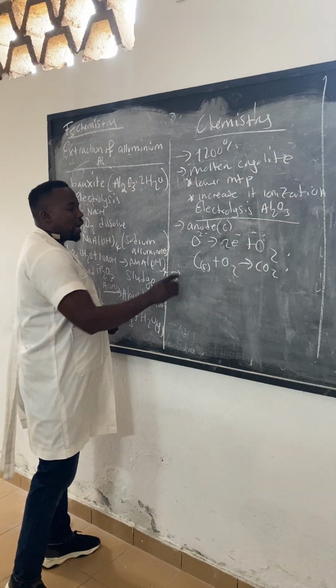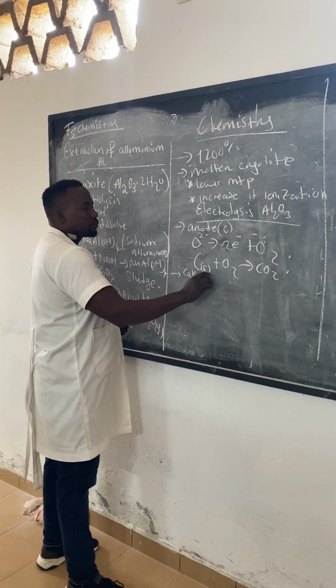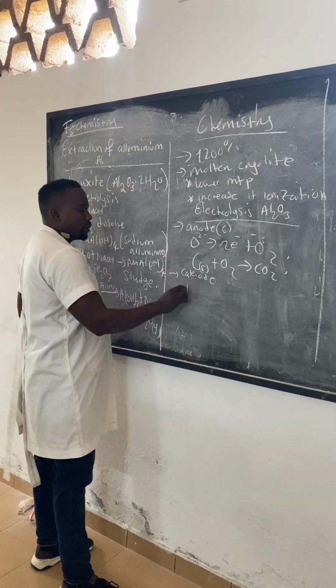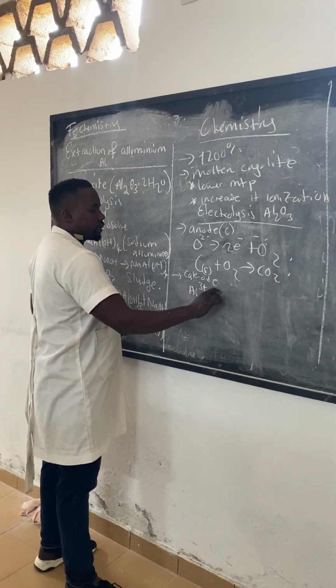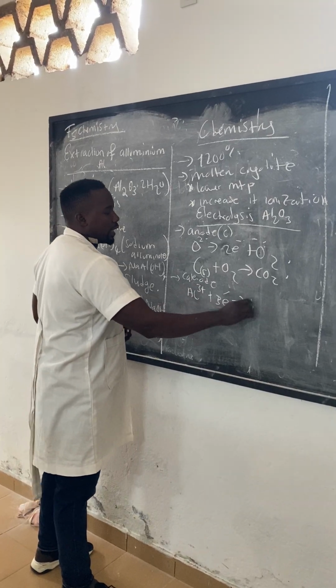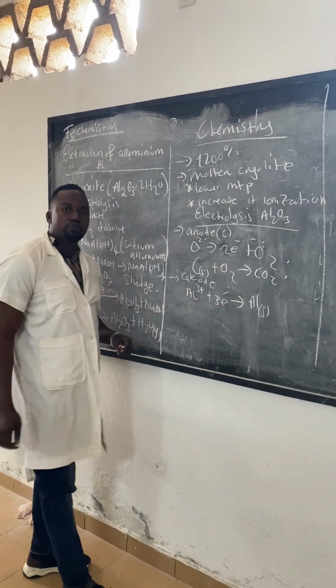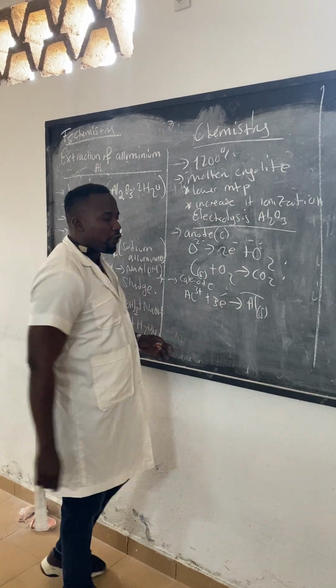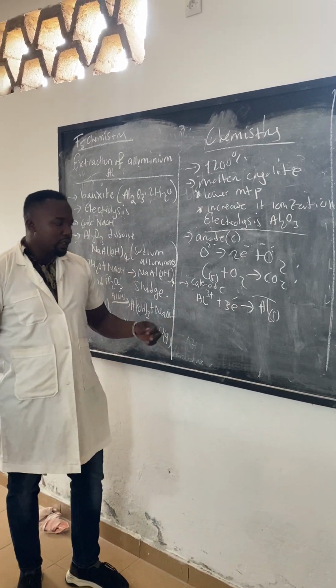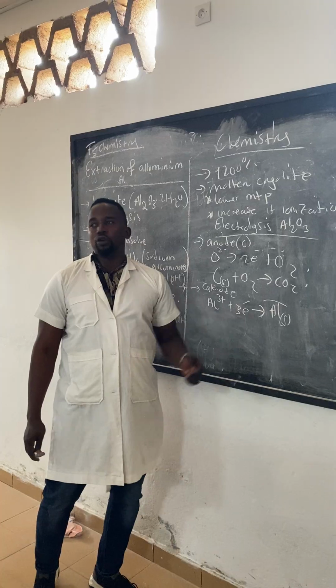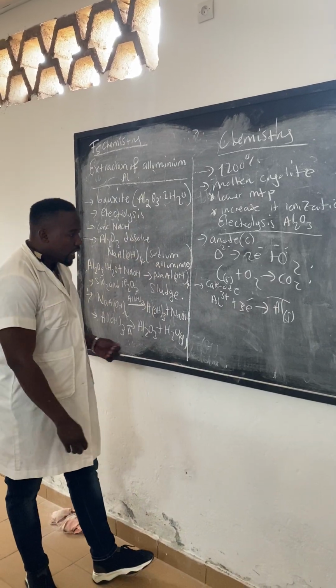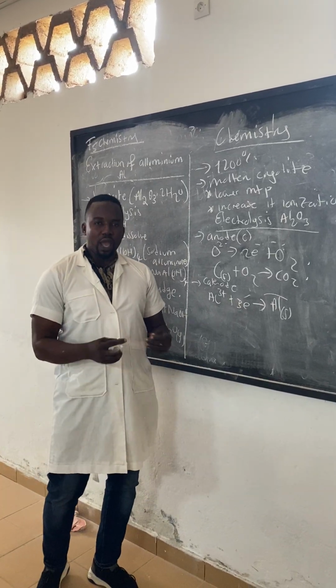And lastly, at the cathode, the aluminium will gain 3 electrons and is deposited as pure aluminium solid. A solid crust is formed to prevent the reoxidation of aluminium back to aluminium oxide. That is where the extraction process ends.